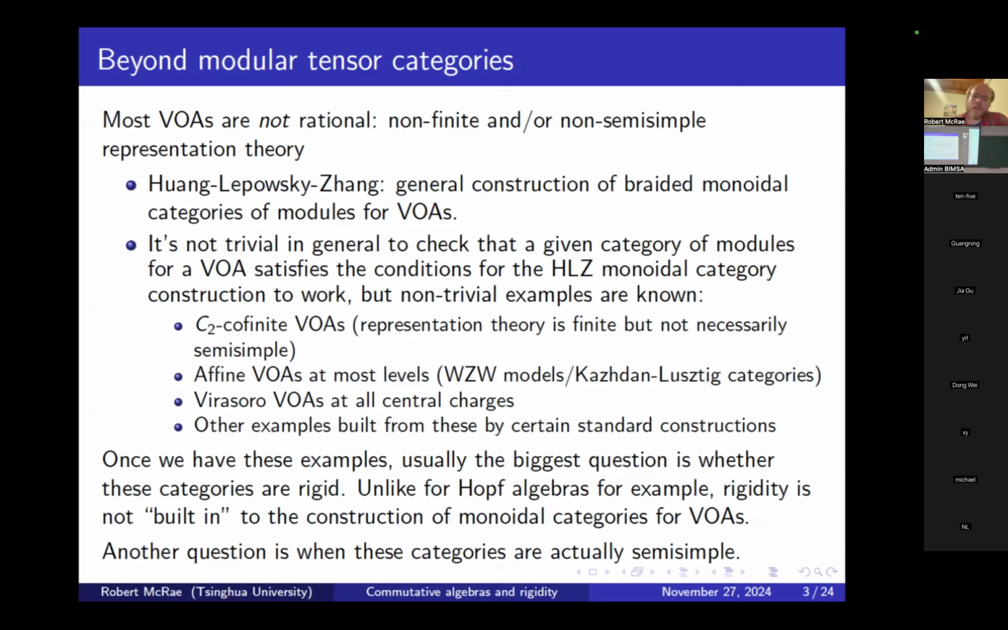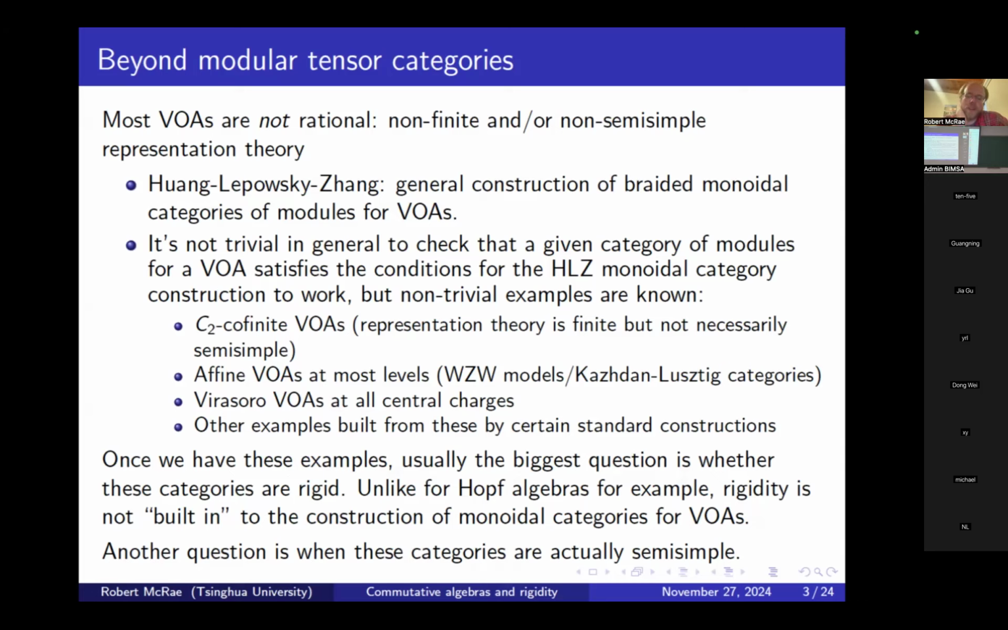But this general construction just gives you a braided monoidal category. It doesn't really give some other nice properties that we like to have, such as rigidity especially. So one of the biggest questions that we have with these VOA tensor categories is we don't know if they are rigid or not in general.